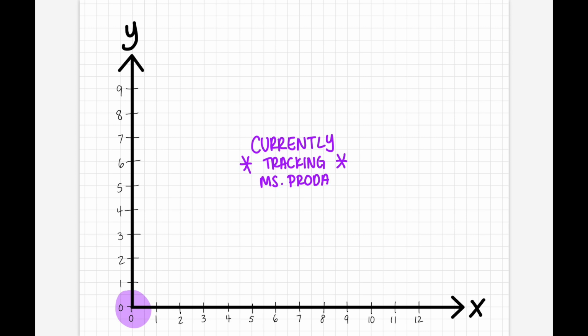By looking at the tracker, we can see that Miss Proda ran all the way back to the origin. Just to recap, this is where she started. She ran all the way up the y-axis and then all the way back down. It doesn't look like she's finished yet. Miss Proda, try not to tire yourself out. We've barely started. Now I'll run on the x-axis again.